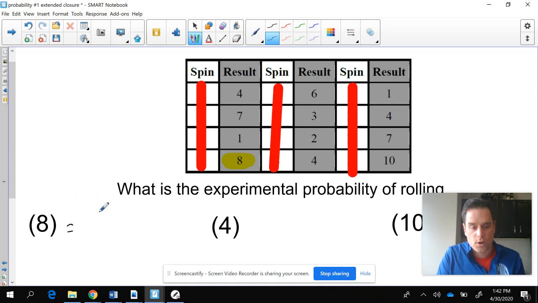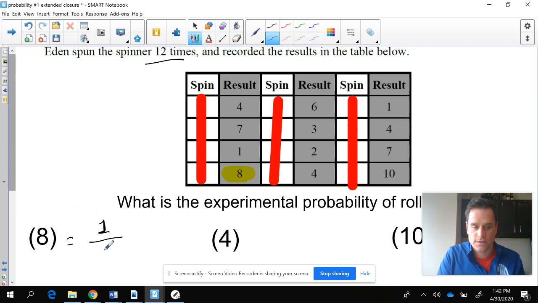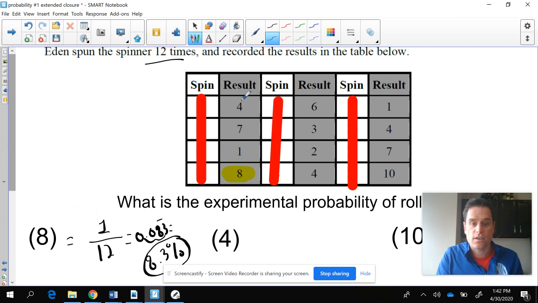So guys, what's the experimental probability? Well, how many times did 8 occur? 8 occurred 1 time. The question is, what number goes on bottom? The number that goes on bottom is the number of times that you did the experiment. And if you take a look here, you spun the spinner 12 times. So your experimental probability is 1/12, 1 divided by 12, which is 0.083 repeating. We're going to move that decimal over to 8.3%. Not good. Not great. Let's take a look at another one.